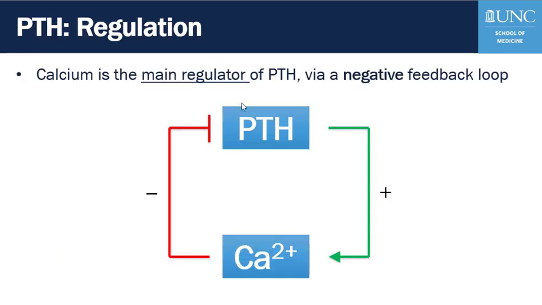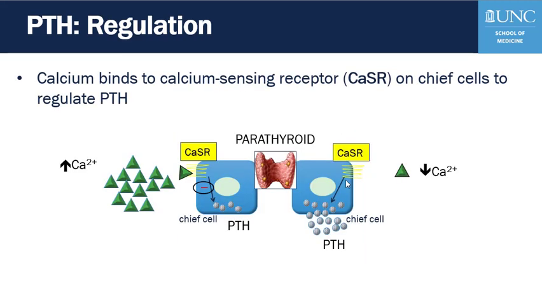Now that we've discussed PTH synthesis and function, understanding the regulation of PTH should be relatively straightforward. Calcium, as you might expect, is the main regulator of PTH via a negative feedback loop as shown here. If there's insufficient calcium in the bloodstream, the negative feedback on the parathyroid gland will be reduced so that PTH can be secreted in increased quantities. Here's a more detailed depiction of exactly how serum calcium regulates PTH secretion. Calcium, which is represented in this picture by the green triangles, binds to a calcium sensing receptor on chief cells of the parathyroid gland to regulate PTH.